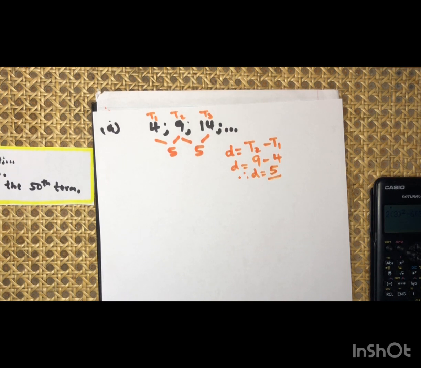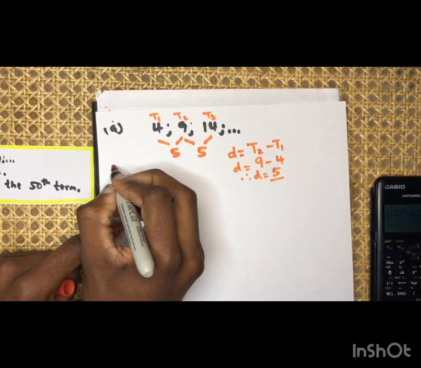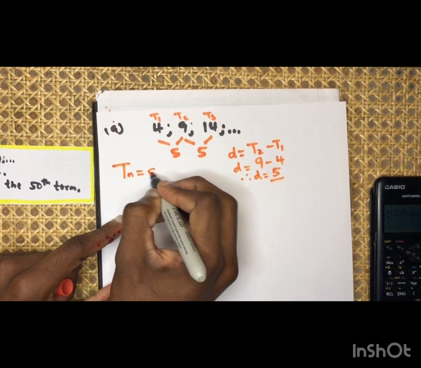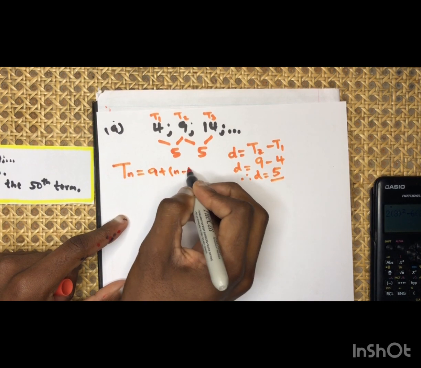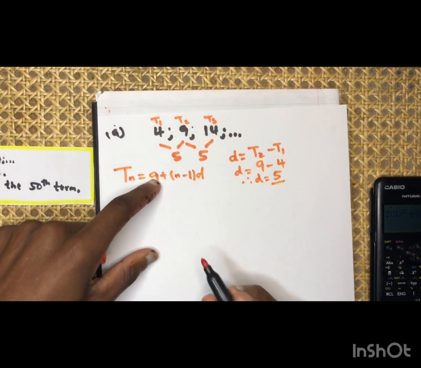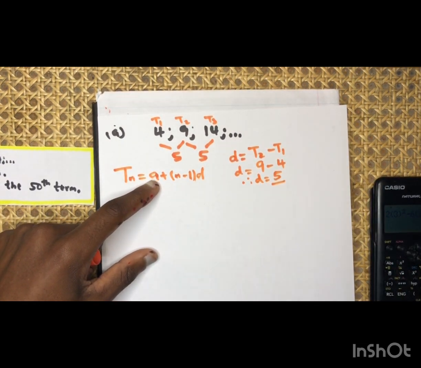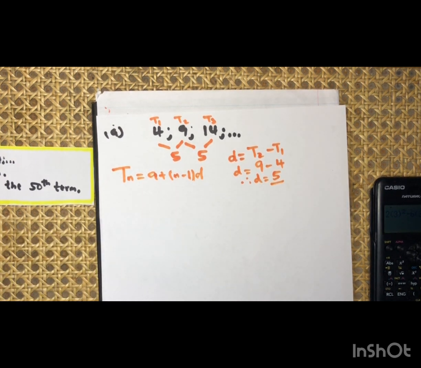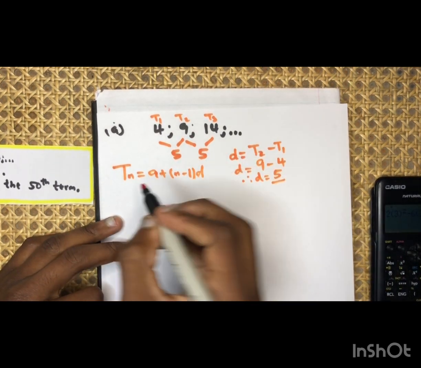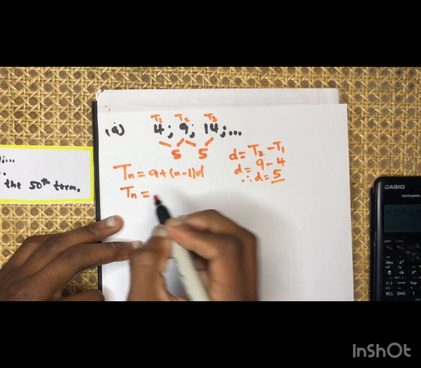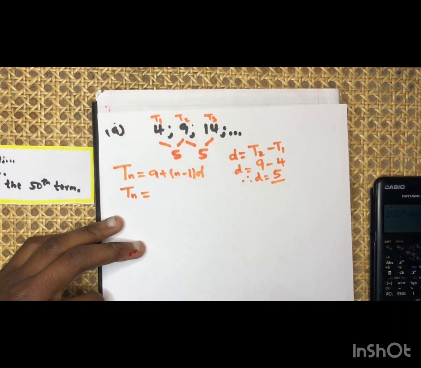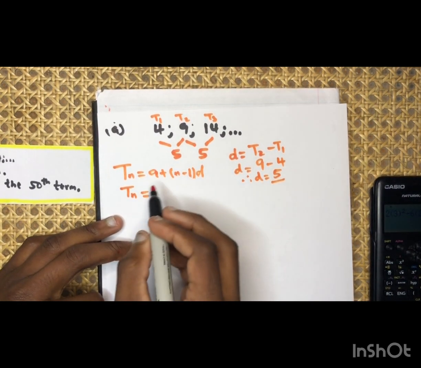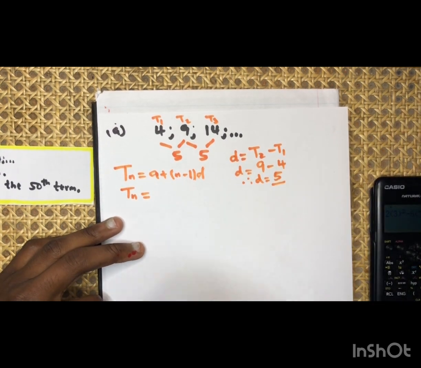Okay, so now how do we find the nth term? Remember, we said that the nth term is given by A plus n minus 1 times D, where A stands for your first term, n stands for the number of terms, and D stands for your constant difference. So here we're going to just plug in. I'm going to drop Tn because I'm looking for the nth term. They can say calculate the nth term or the general term. So we know that nth term and the general term mean the same thing.